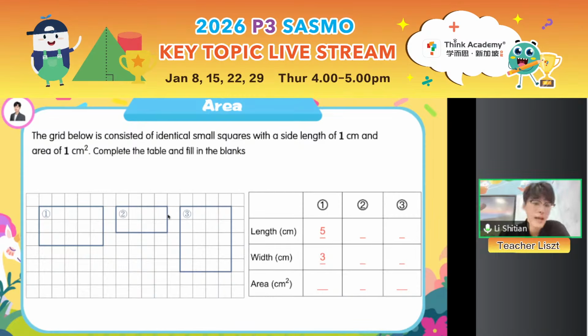Now let's look at rectangle 2 here. For the length, how long is it now? 1, 2, 3, 4. 4 blocks means 4 centimeters. What about the width? 1, 2. So the width of it is 2. So I have a question.